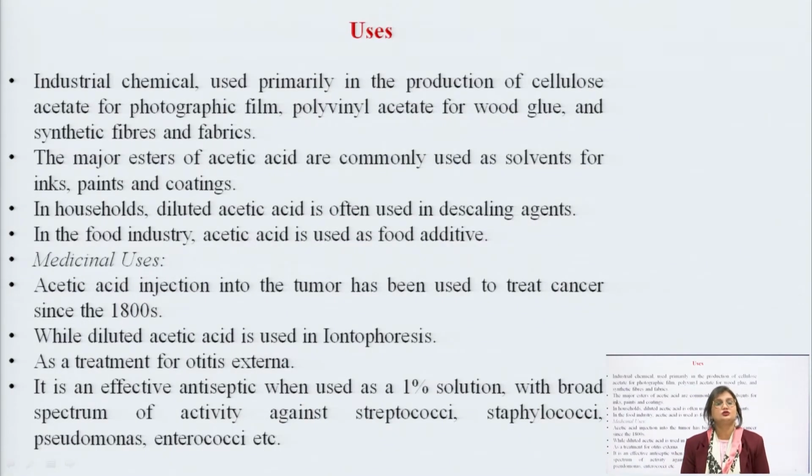Now, let us look into the uses of acetic acid. Acetic acid is used as an industrial chemical. It is used primarily in the production of cellulose acetate, namely for photographic films. It is used for making polyvinyl acetate, wood glue, and synthetic fibers and fabrics.